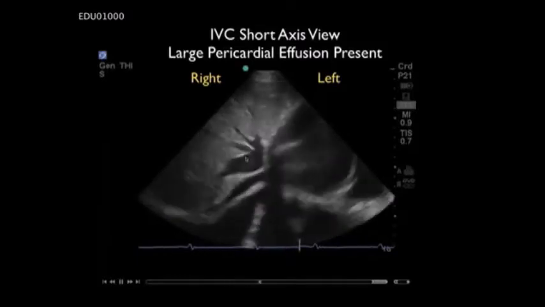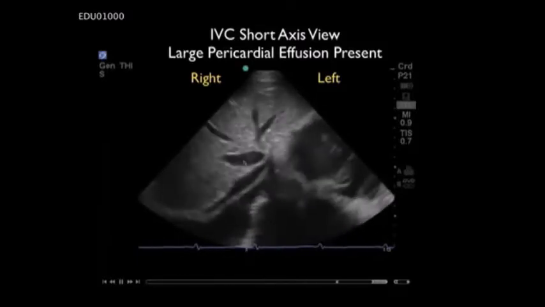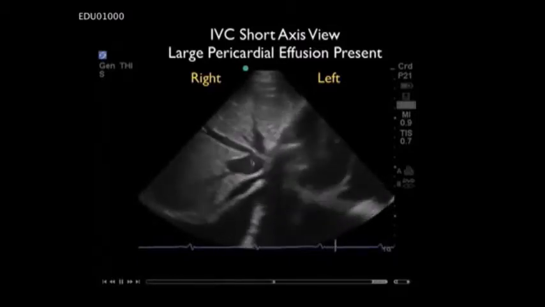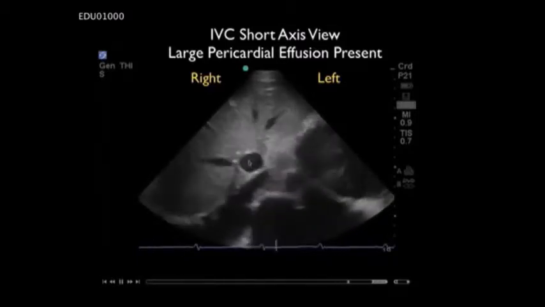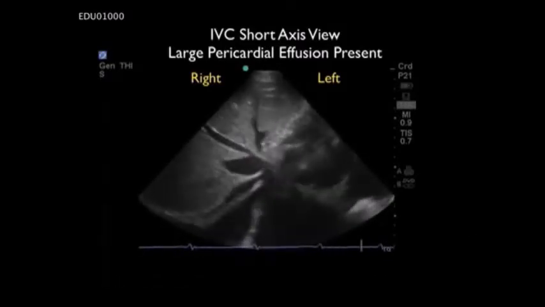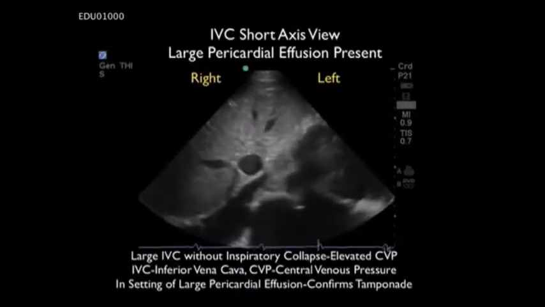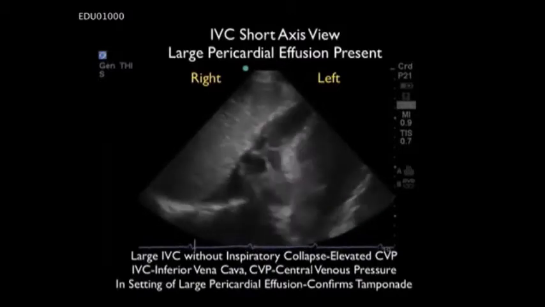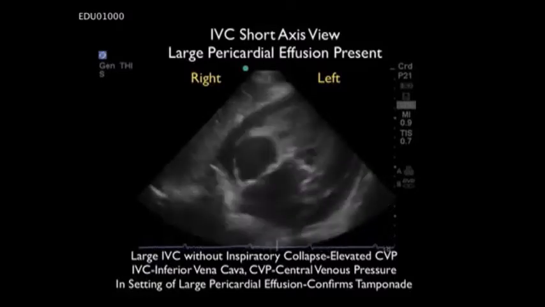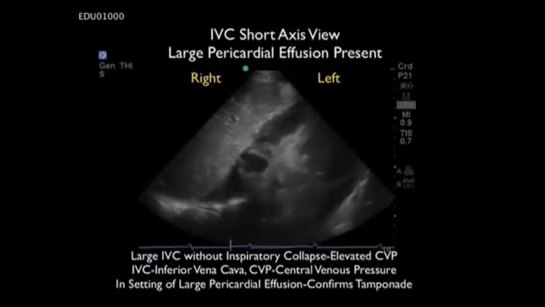Here we see the IVC as it emerges from the right atrium. Notice here that this IVC has little respiratory collapse and that it's relatively large in size. And we can see the dilated hepatic veins joining into the IVC. In the presence of a significant pericardial effusion, this is concerning for potential early tamponade physiology as one sees an elevation of the CVP as tamponade progresses.